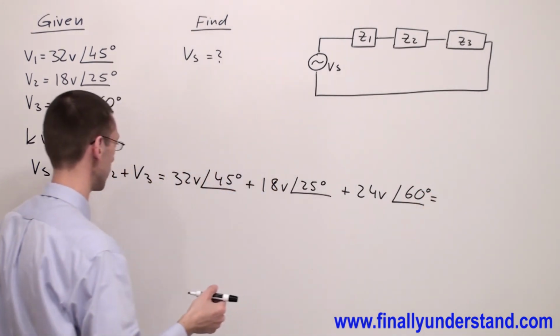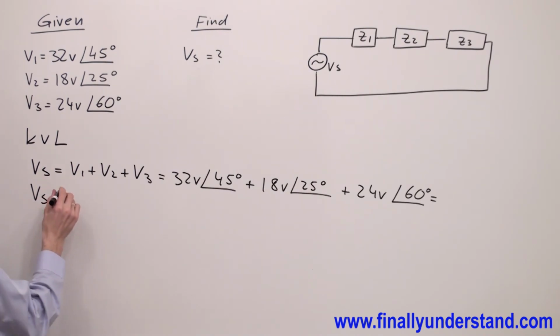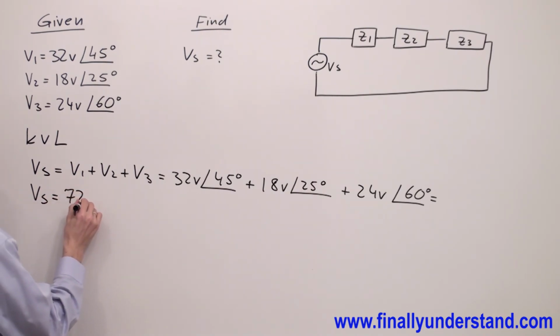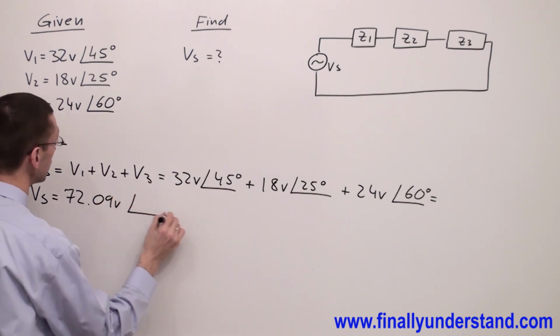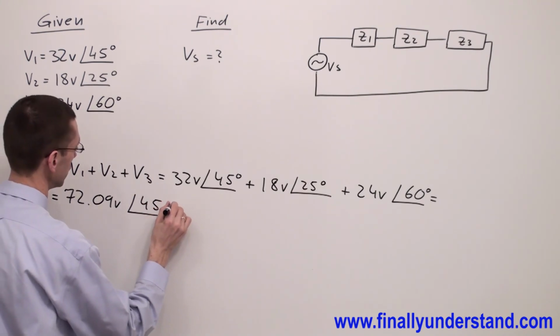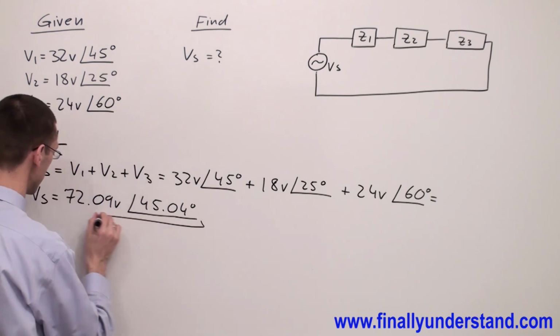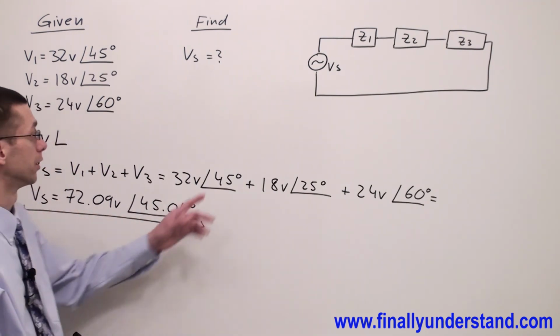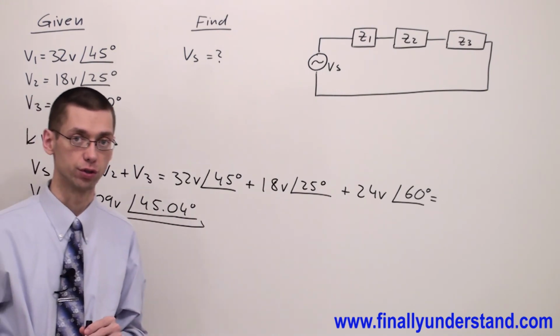Use the calculator and you're supposed to obtain the value 72.09 volts at an angle of 45.04 degrees. And this is the value of the voltage source, and we can say that this is the solution to the problem.